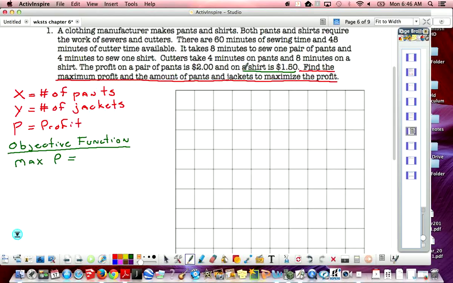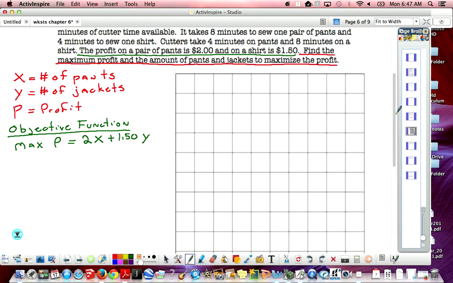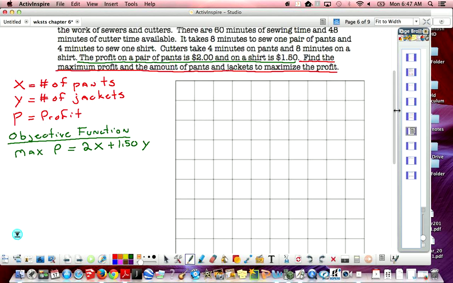Well, according to our information right here, the profit on a pair of pants is $2. So it's 2 times x. Since x represents the number of pants, 2 times the number of pants, plus $1.50 times the number of jackets, which is our y value. So we have our variables, we have our objective function. Next up comes our constraints.